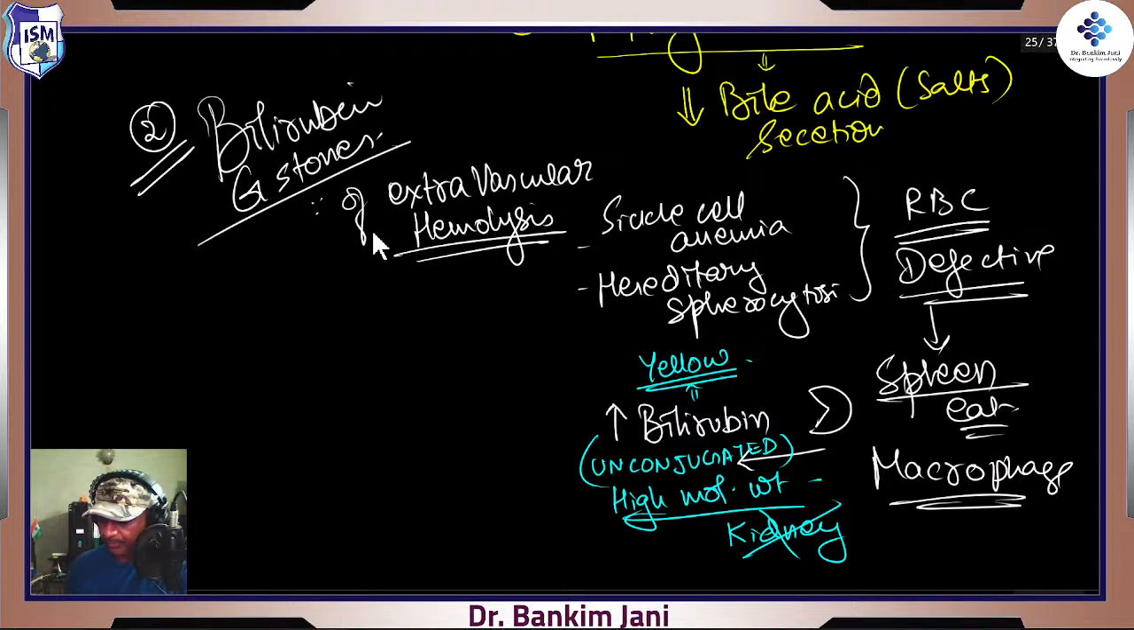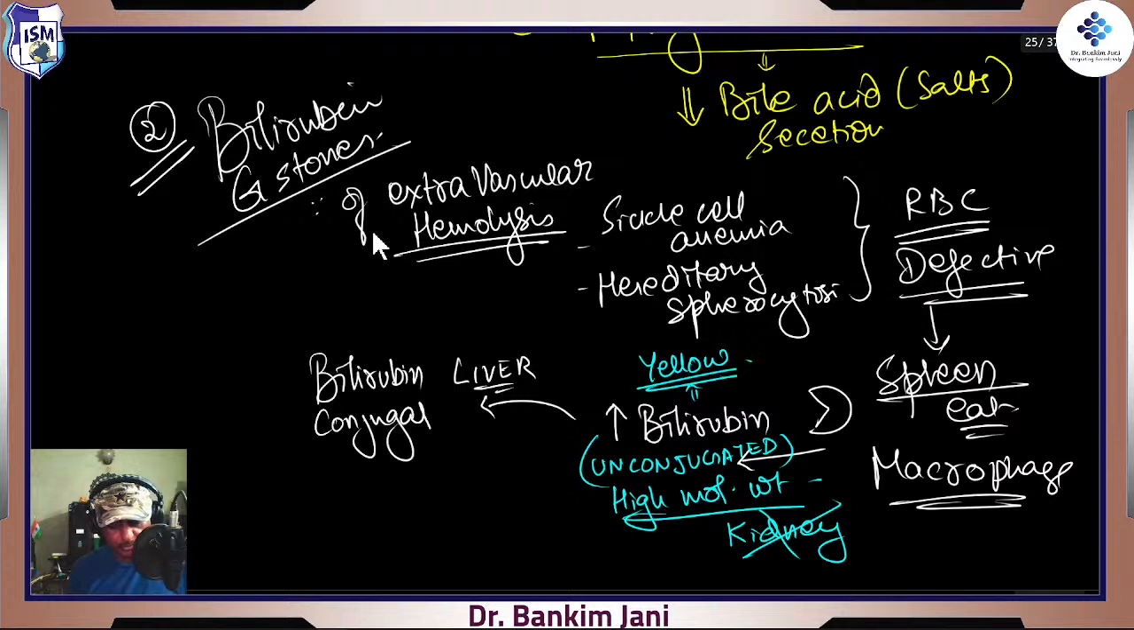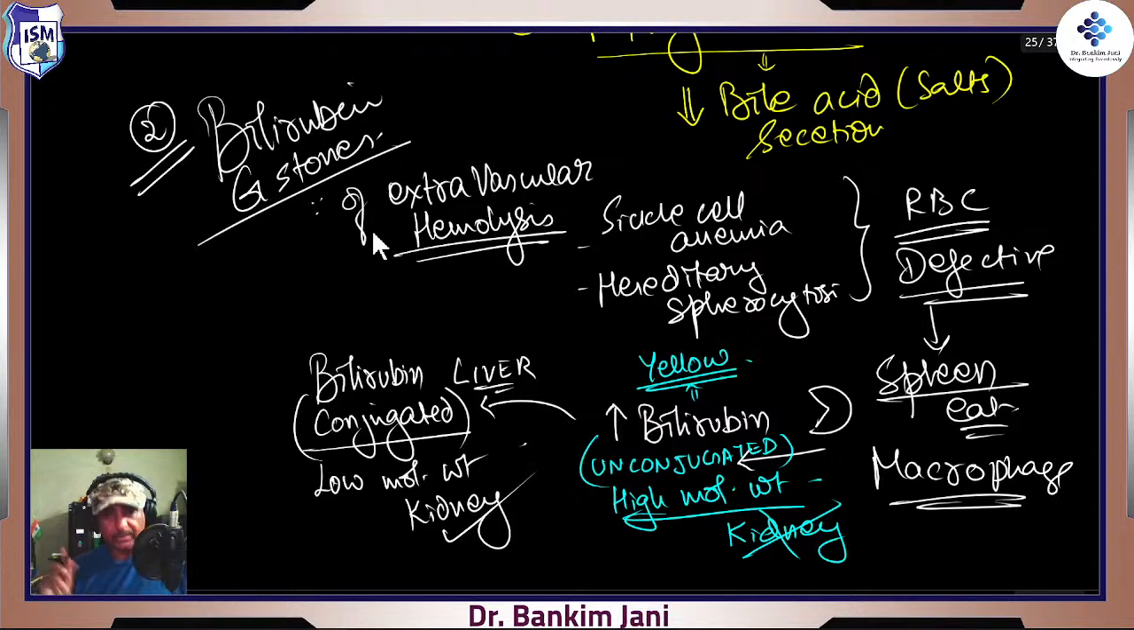Okay, from here it will go to the liver. Liver will break it, right? So it will make bilirubin, but now it is conjugated. Now this conjugated form is fine, right? It is low molecular weight, and it can be excreted via the kidney, right? Everything good.